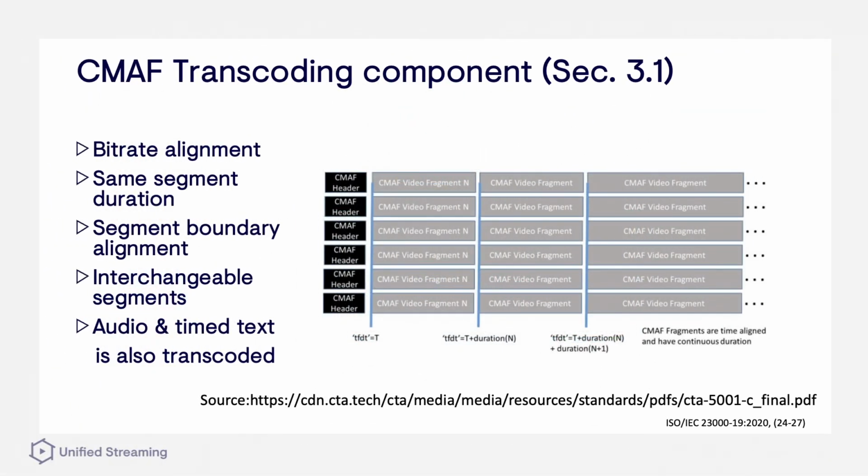With regards to the transcoding, we transcode to the Common Media Application Format or fragmented MP4, which means a single track per file. In addition, we added some additional constraints. We aligned the bit rates of different contents. It will become clear why we do that later. We use the same segment duration for the contents. We align the segment boundaries, so the main point is to create interchangeable segments.